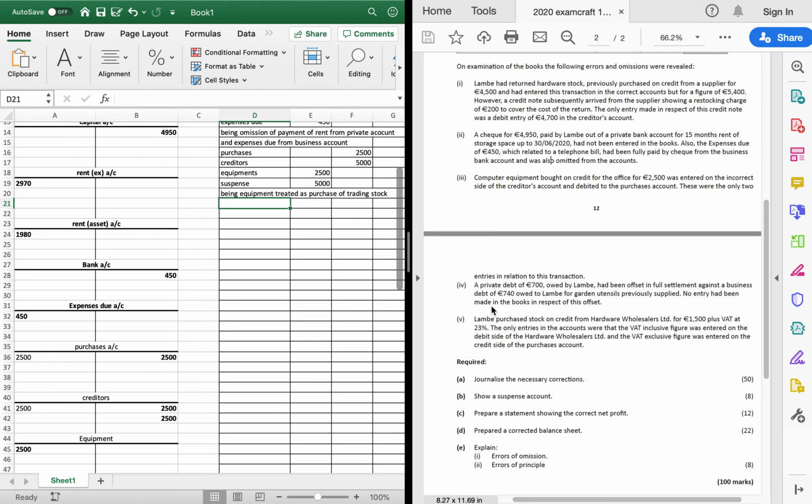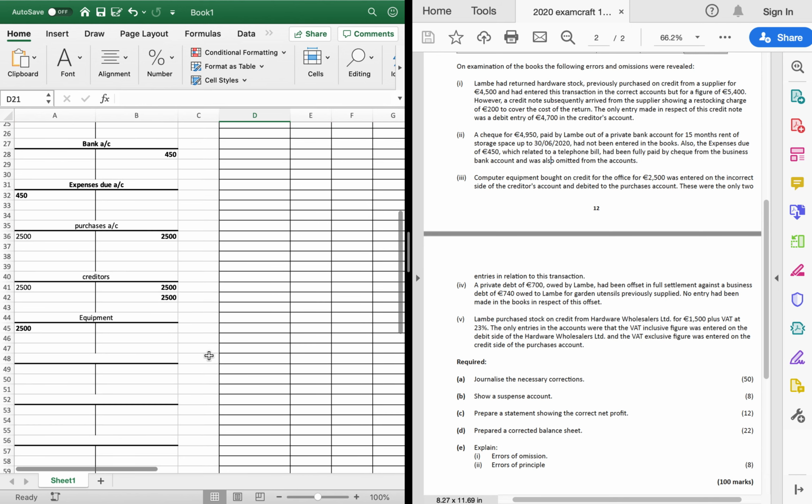Okay, number 4 then. The private debt of 700 owed by Lambe has been offset against the business debt owed to Lambe. So again, I was saying to you yesterday, I sometimes get confused in this one, is it going to be capital or drawings? So always look to the second part. It's a business debt owed to us, which means it's debtors.